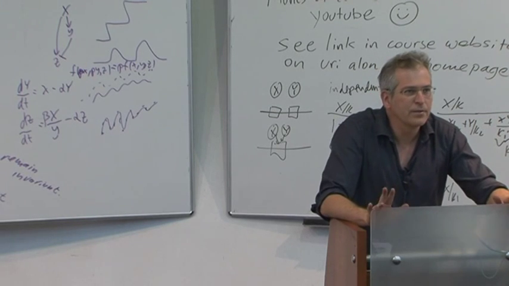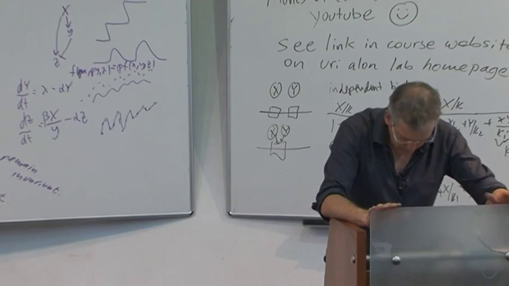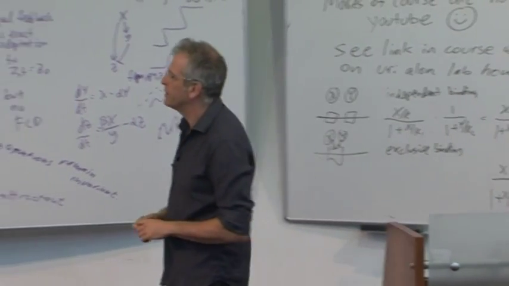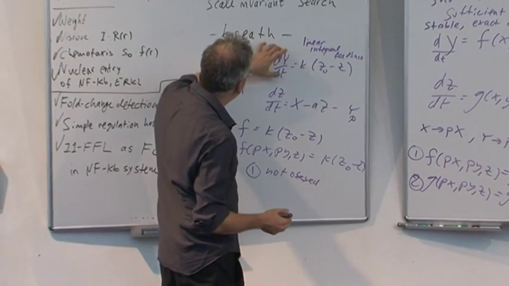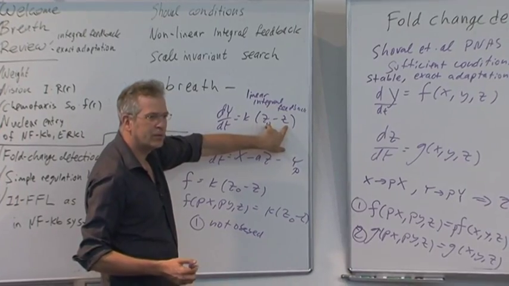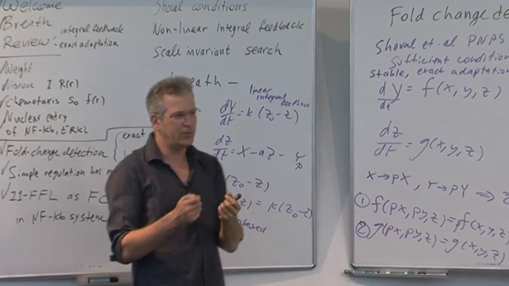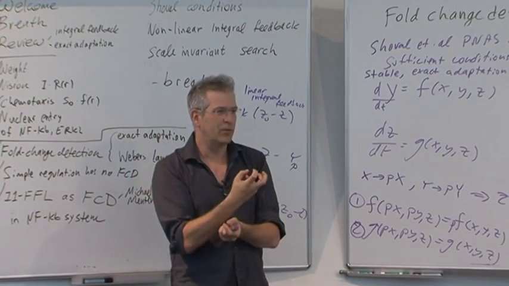Okay, any more questions? Why is it called integral feedback? Because, you see, y, the rate of change of y, is equal to the error between z and z0. So in engineering, in feedback, a lot of times you measure the error, let's say between the desired temperature and the actual temperature, and you do something with it.